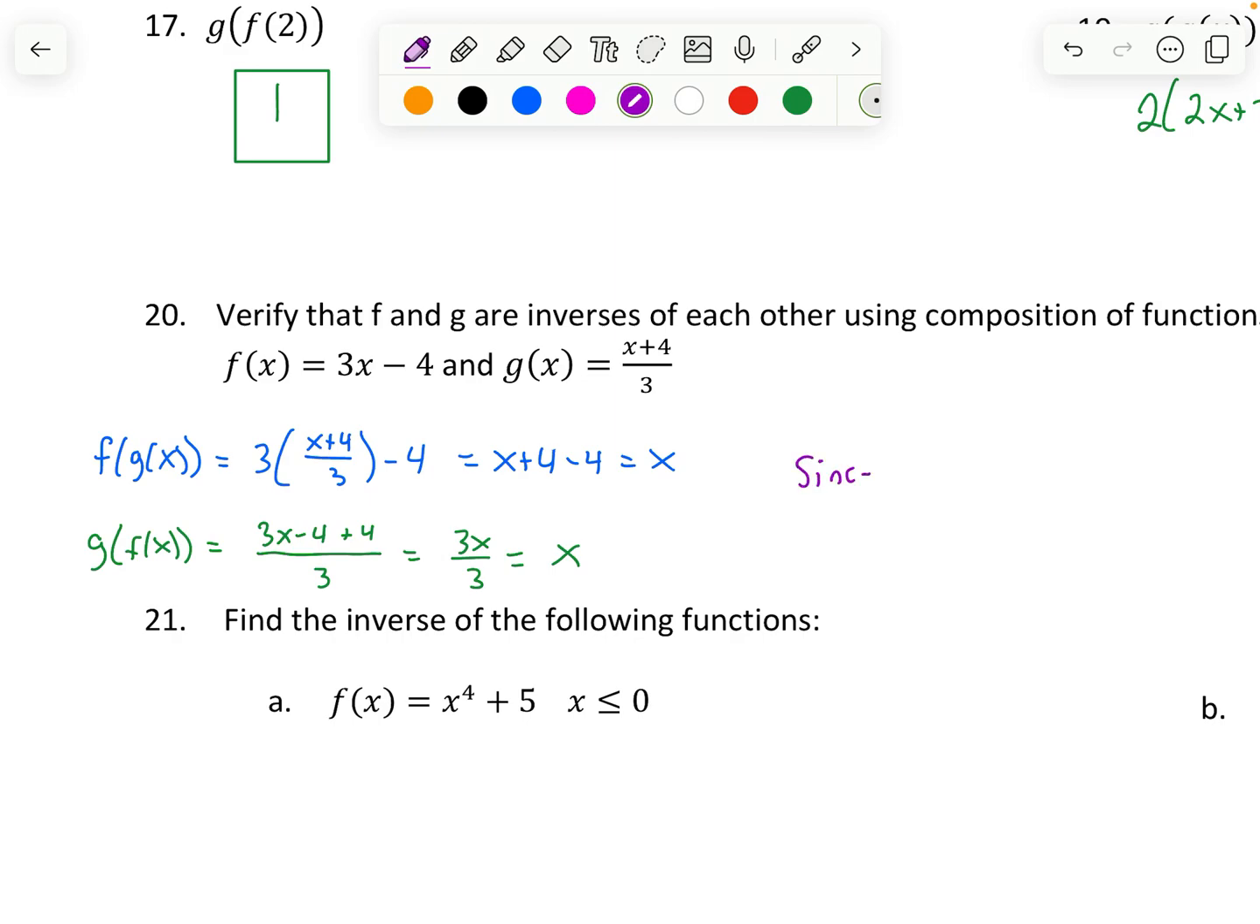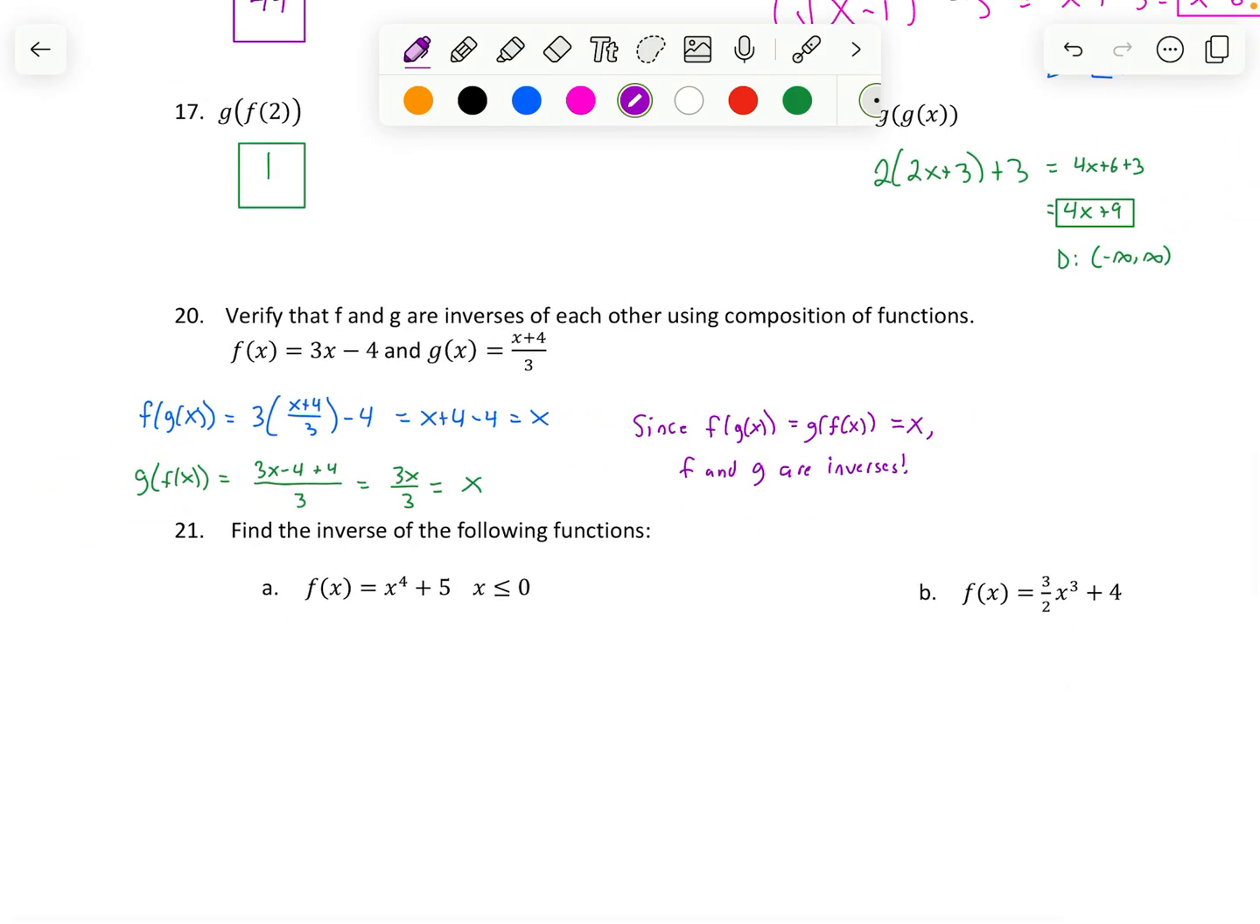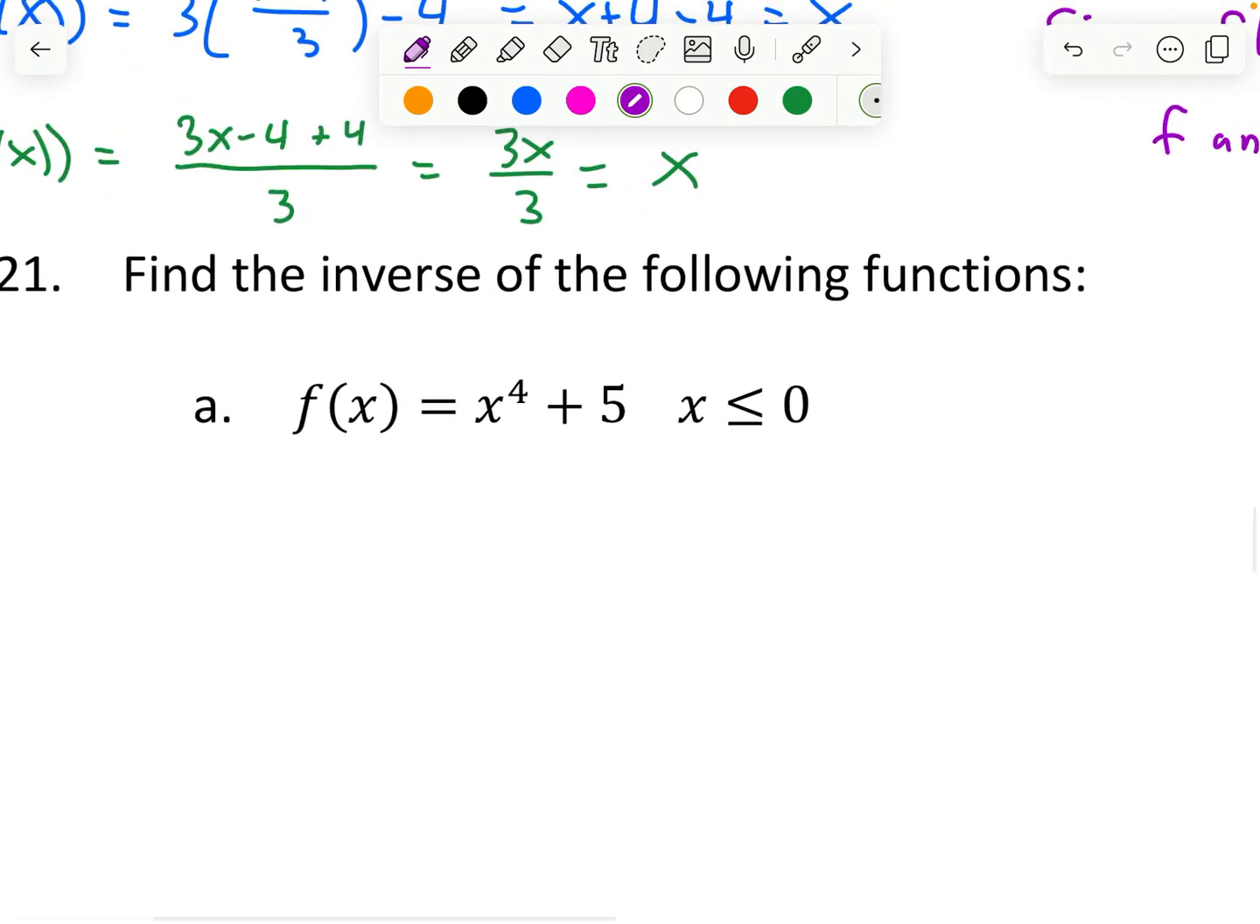You should write a concluding statement. Since f of g of x is equal to g of f of x, and they're both equal to x, f and g are inverses. Yay. All right, now let's actually find an inverse.